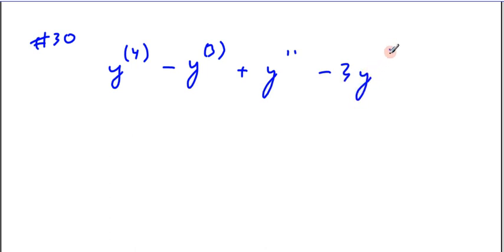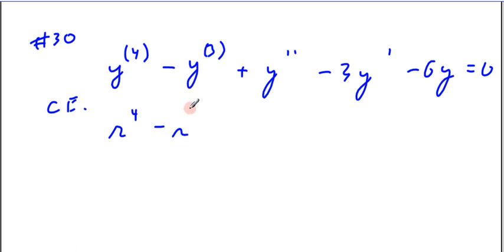The fourth derivative of y minus the third derivative of y plus the second derivative of y minus 3 times the first derivative of y minus 6y is equal to 0. Characteristic equation: r to the fourth minus r cubed plus r squared minus 3r minus 6 is 0.